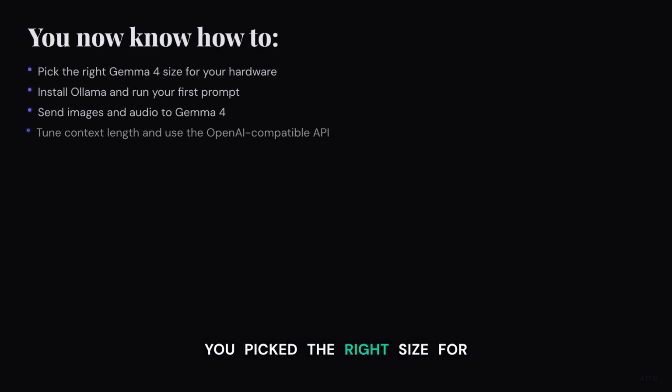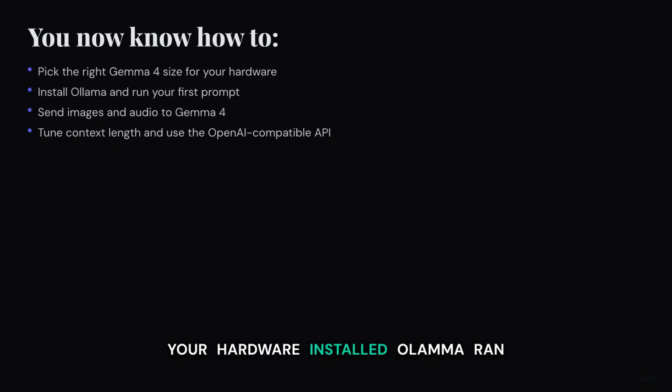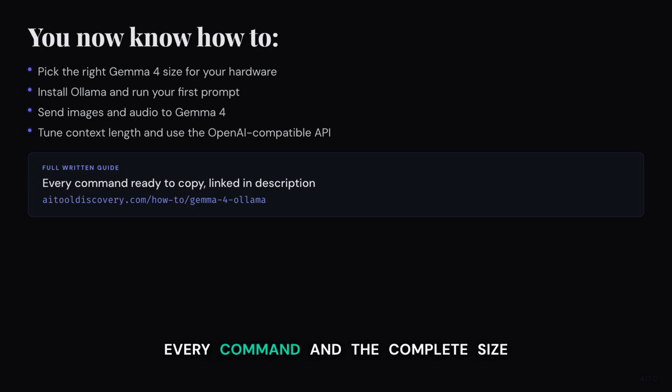You picked the right size for your hardware, installed Ollama, ran your first prompt, sent an image for analysis, and tuned the context window. The full written guide with every command and the complete size comparison table is linked in the description.